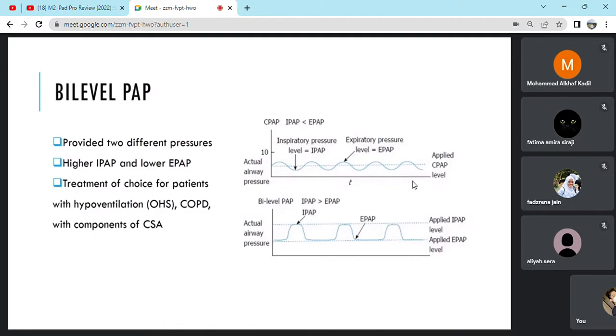While in your bi-level positive airway pressure, you definitely have a different IPAP and EPAP. So let's say, for example, you have set an IPAP of 15 and an EPAP of 10. During your inspiration, definitely 15 centimeter water is delivered to your patient. During your expiration, since your EPAP is 10, the machine will now deliver a 10 centimeter water pressure. So they deliver different pressures. That's why it's bi-level, while the other one is continuous. Okay?